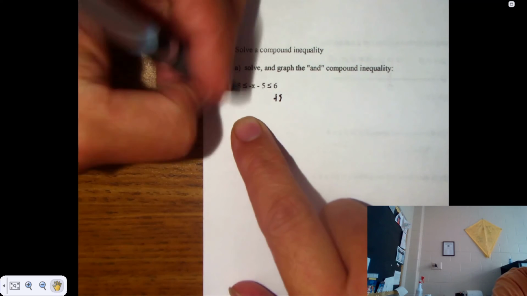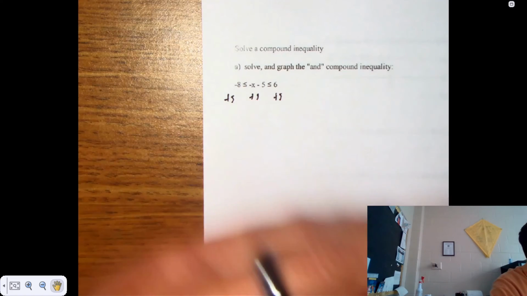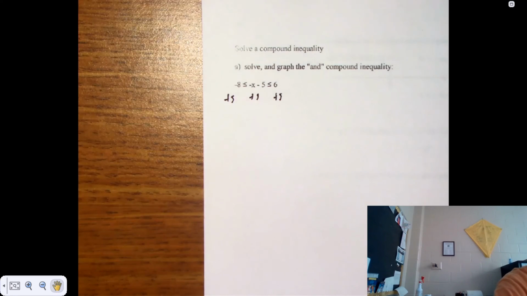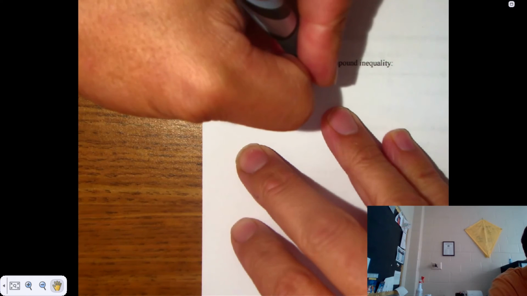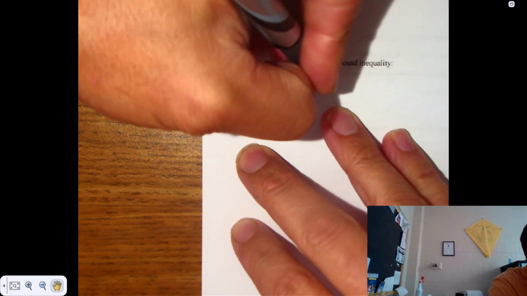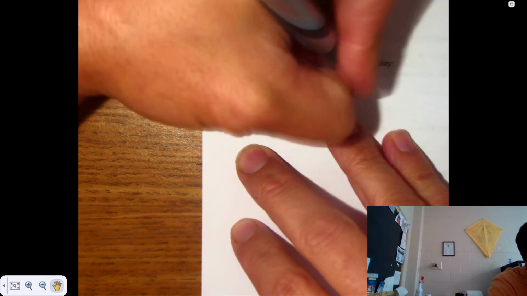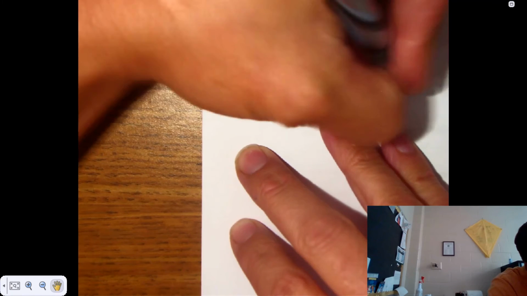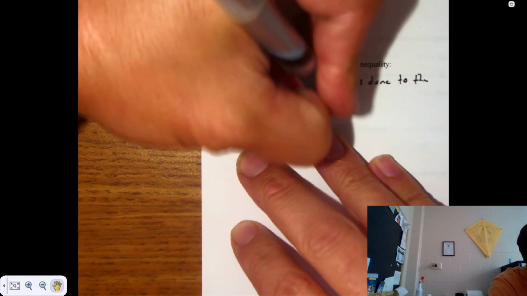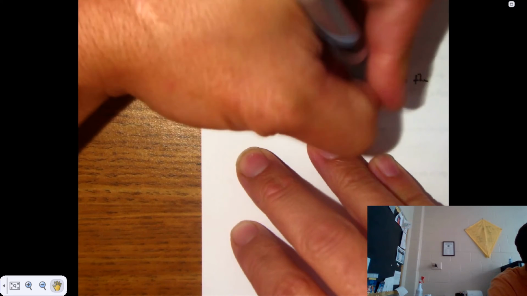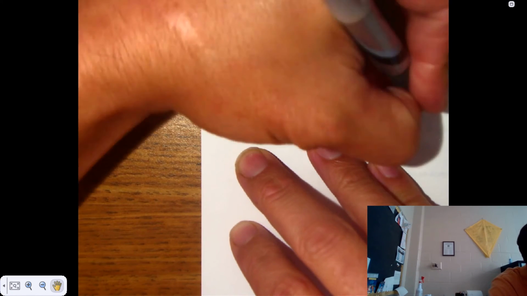So the big deal here is balance purposes, and I'll just write it this way. What is done to the middle must be done to the ends. It wouldn't make sense. It wouldn't be balanced if you didn't give 5 to everything.